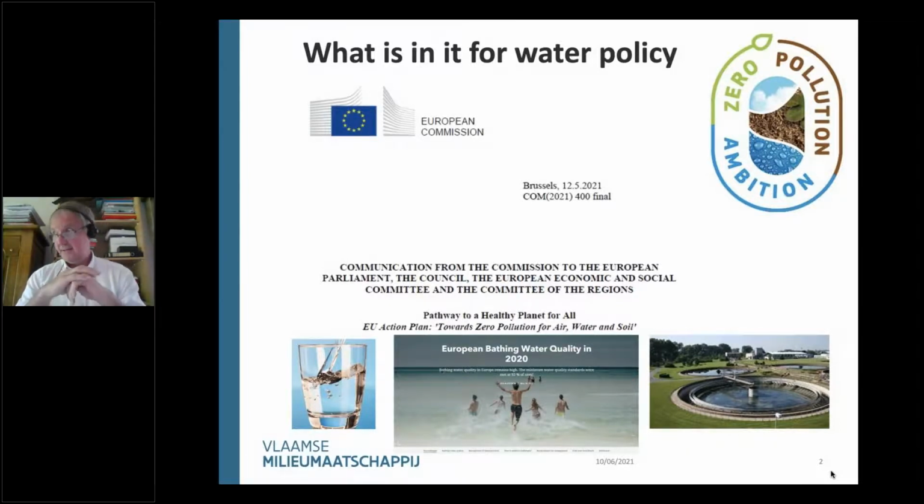The VMM, the Flanders Environmental Agency, is in the lead of this process, and we are in contact and talk with Aqua Flanders and the drinking water companies, but of course all the other stakeholders who want to be involved in the process to implement this translation of the revised drinking water directive are of course welcome to contact the VMM to be involved in that process.